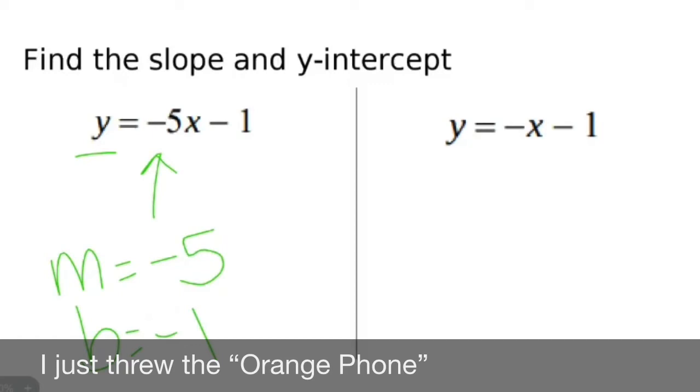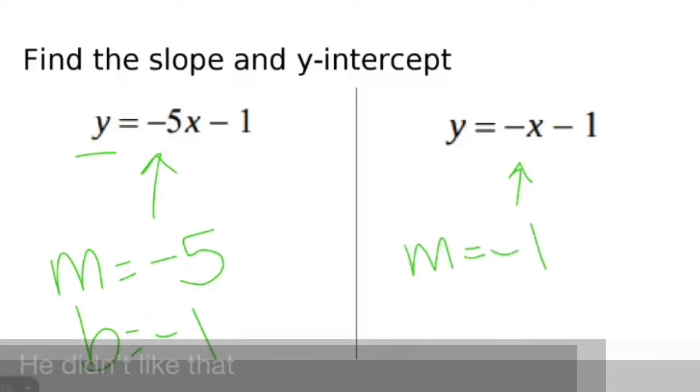All right. Y is all by itself again. The number in front of x is not just a negative, but it's actually -1.